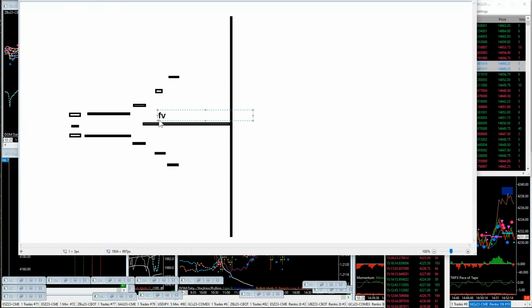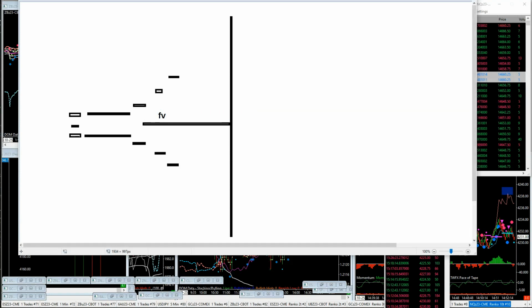Fair value is the difference between the bid and the offer, correct? Everybody agree with that? Yep. So when we look at fair value, we're always able to calculate where fair value is. The price gives it, you get an idea from that price narrative. So if we go up 50 ticks, we're down 50 ticks, the fair value is still the same.